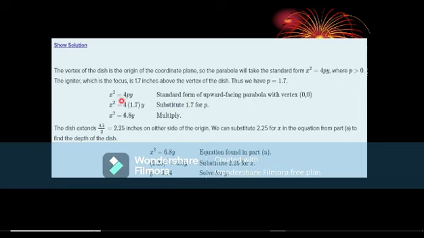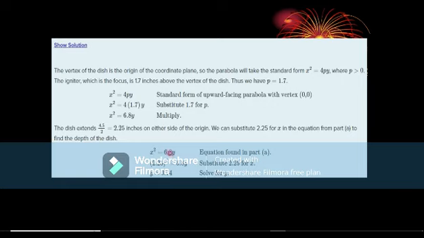This is actually the standard form of an upward facing parabola with vertex 0, 0. Then x squared is equal to 4 times 1.7y. Substitute 1.7 for p. Then x squared is equal to 6.8y when you multiply. So the dish extends 4.5 over 2, which is equal to 2.25 inches on either side of the origin. So we can substitute 2.25 for x in the equation from part A to find the depth of the dish.